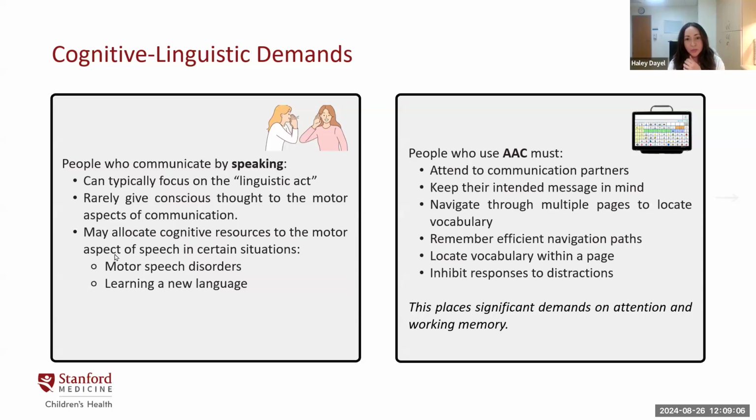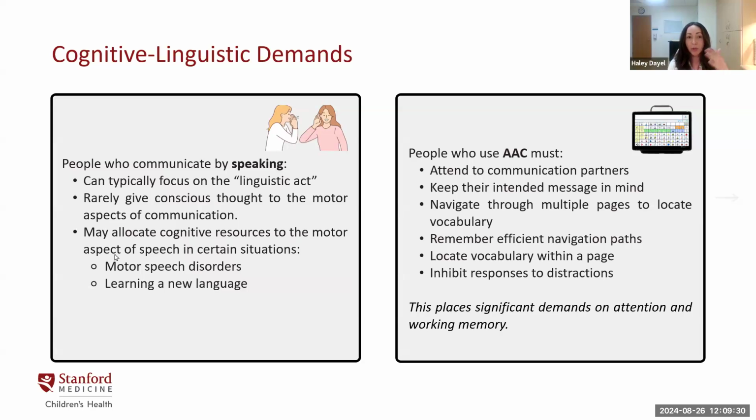There are some situations where we might experience this, such as if we have a motor speech disorder or if we're learning a new language with a different phonology. But for the most part, we're thinking about the messages that are being sent and received. For a person who uses AAC, they still have to pay attention to their partner and think about what it is that they want to say. But in addition to that, they also may need to navigate through multiple pages to find their vocabulary.